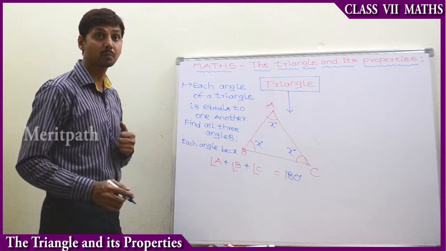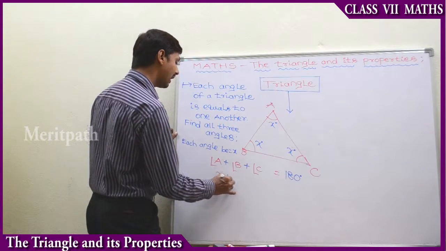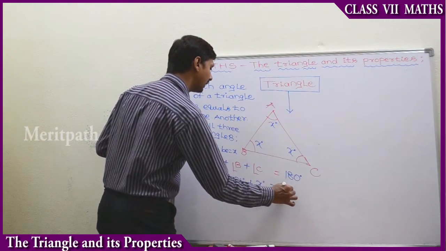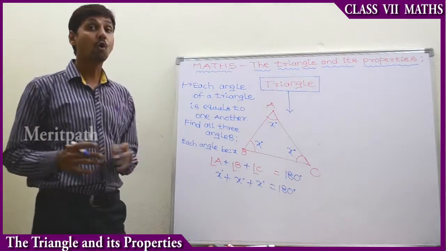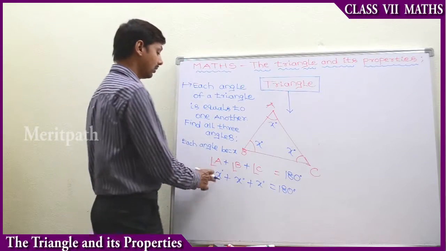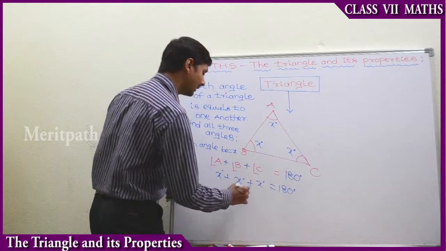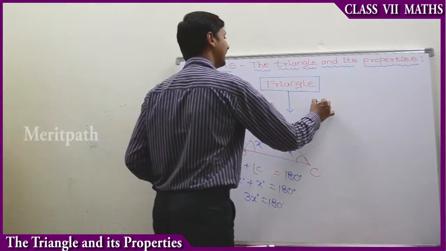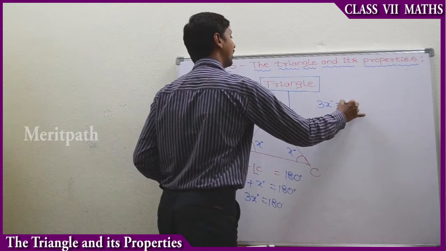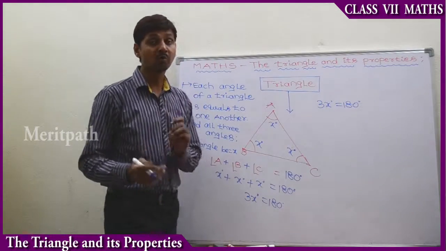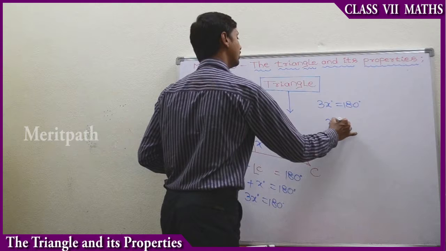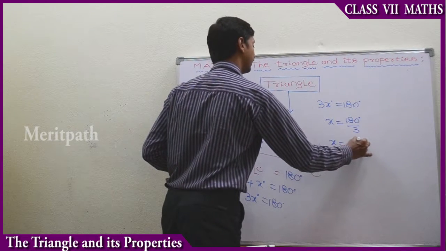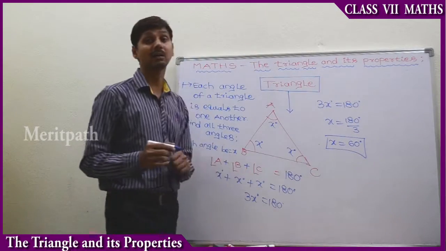So let's substitute this property: angle A is x, angle B is also x, and angle C is also x, equal to 180 degrees. When we add all the three angles of the triangle, x plus x plus x is 3x. So 3x is equal to 180 degrees, and using the rule of transposition, we get x is equal to 180 degrees by 3. So x is equal to 60 degrees. So each angle of the triangle is 60 degrees.